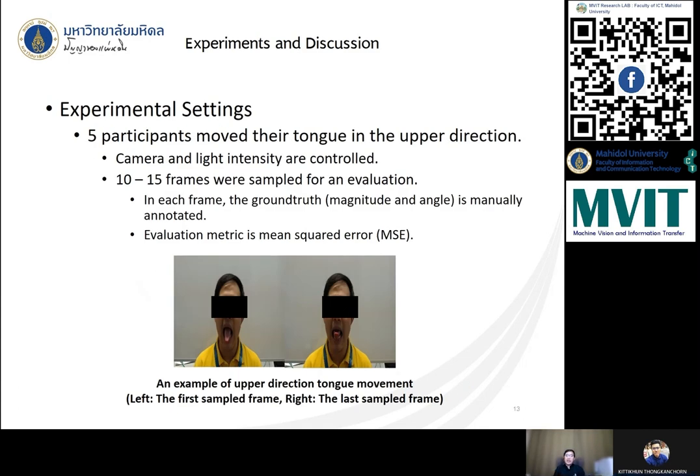Okay, and we tested it on 5 participants as the initial study. We take a few frames over a few seconds that represent the complete motion of the tongue. After that, we compare the segmented motion with the ground truth labeled by a human expert, and then calculate the MSE to evaluate the performance compared to the ground truth.